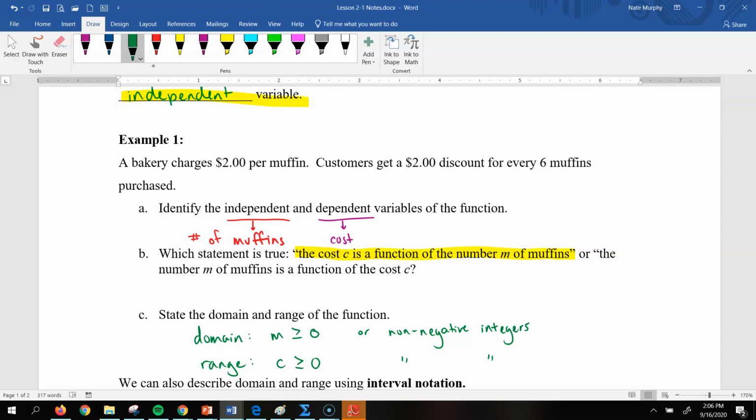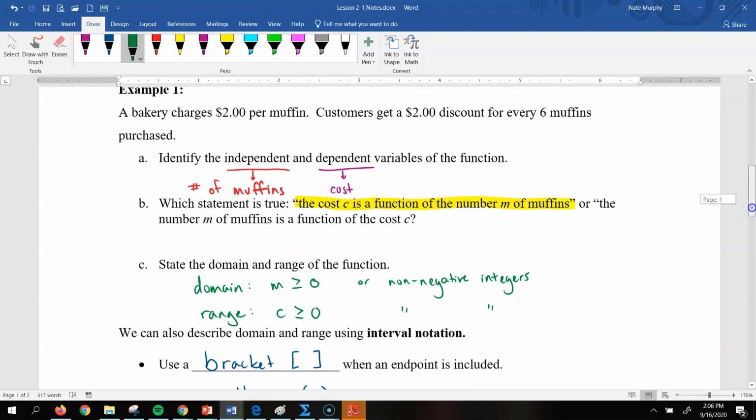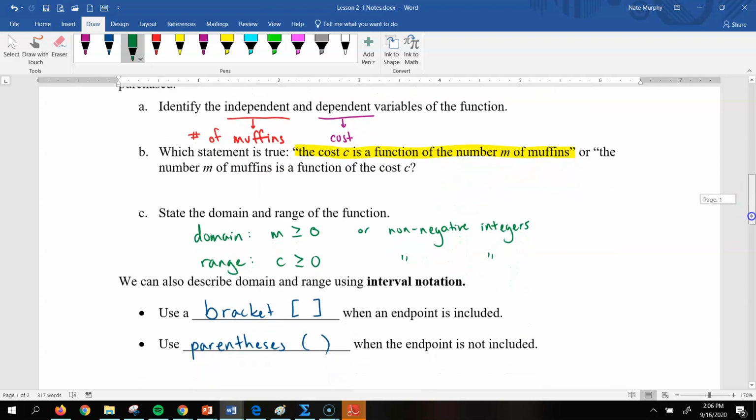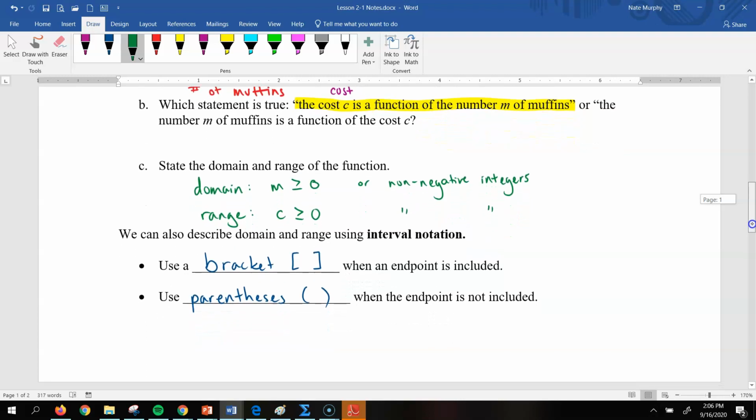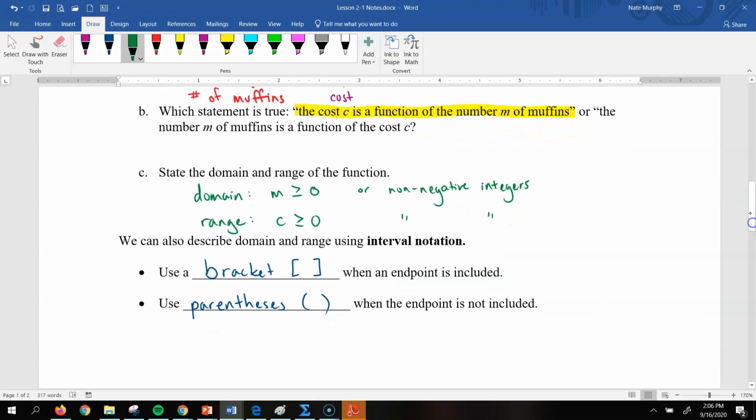Now, we need to be familiar with another way to refer to domain and range. Again, we did this a lot last year in advanced algebra, but if you forgot, this type of notation is what we call interval notation. And this is really important. This is something that you're going to use regularly throughout this semester and throughout this year, and even going on into your future math classes. You need to be familiar with interval notation.